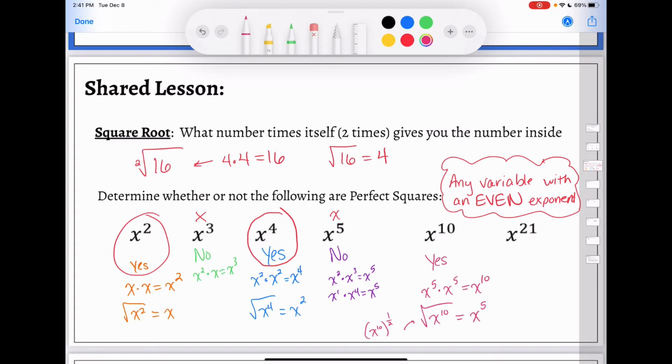So as long as it has an even exponent, you can divide it by 2. When you take the square root, you divide that exponent by 2, and that's your answer. How about x to the 21st? The answer is no, right? 21 is not an even number. All right, so you're looking for those even exponents to be perfect squares, and then you cut that exponent in half, and that's what you get as your answer.